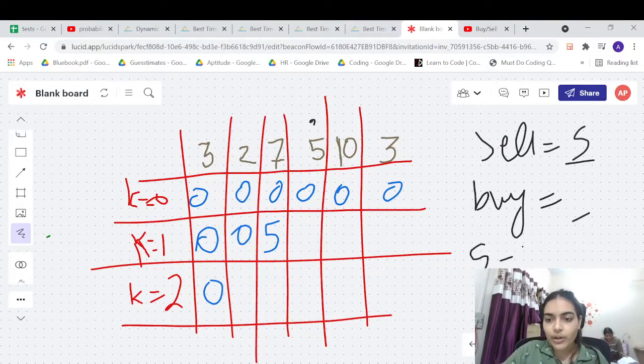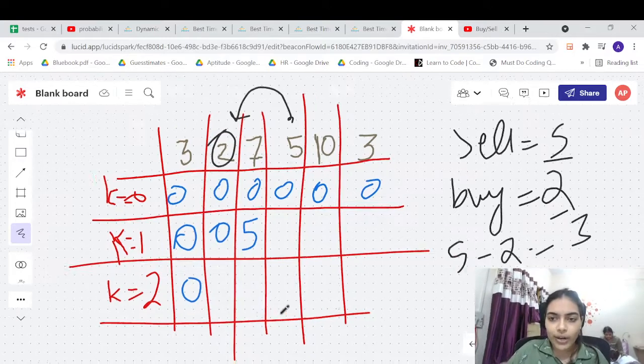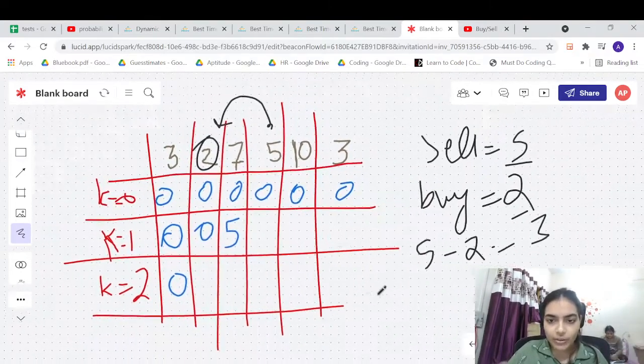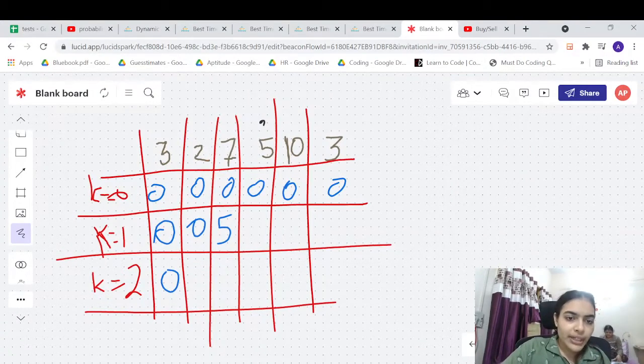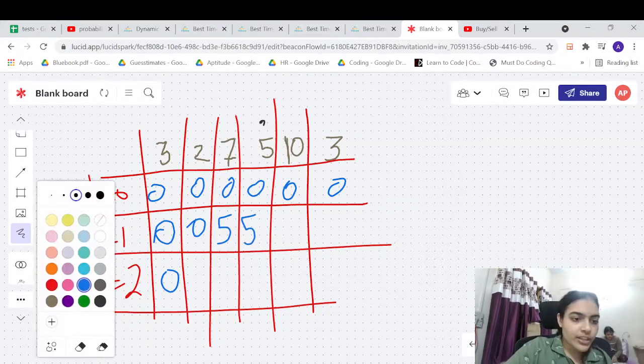5 minus 2 is equal to 3. This is the best profit that you can earn if you are going to sell on this day. But see, the earlier value is 5 and the best case profit that you are getting now is 3. So it's better not to sell on this day, because the previous transaction was much better. So we will store the previous value only. The previous value 5 will be stored. Let's go to the next case.